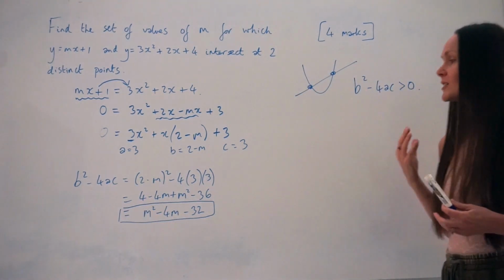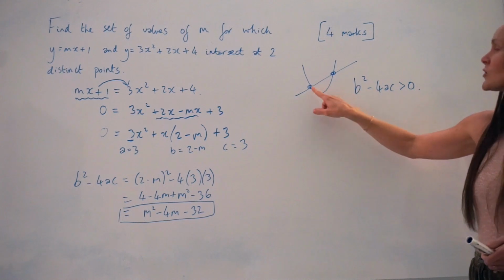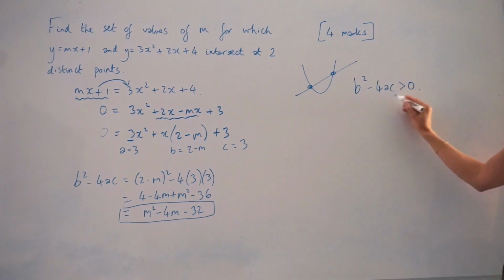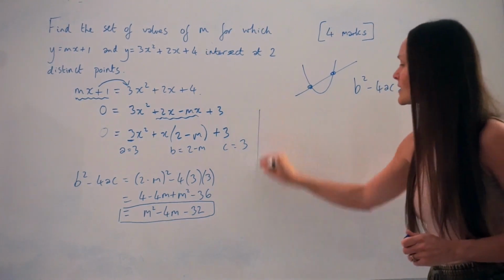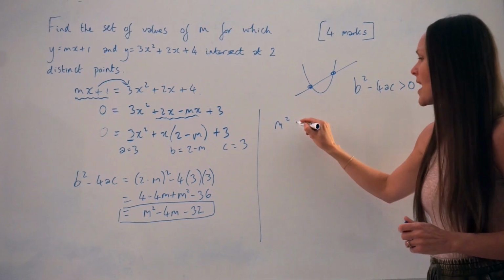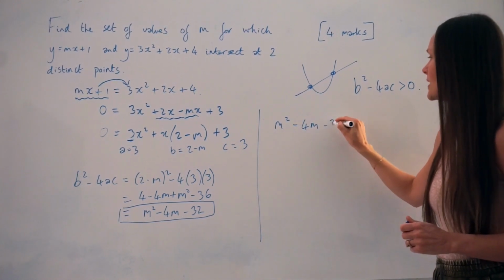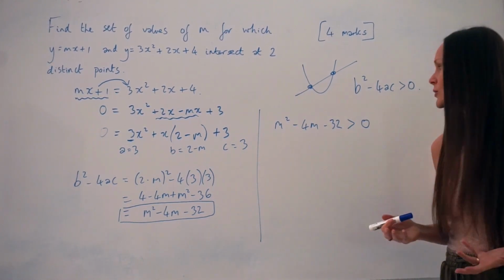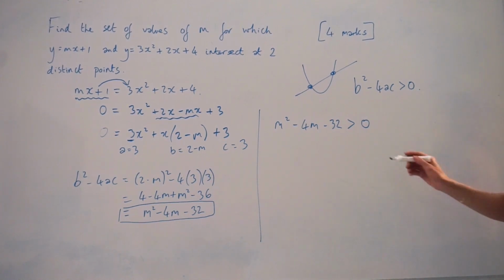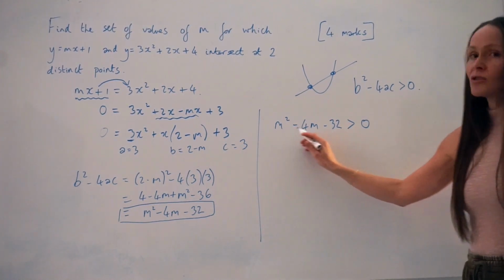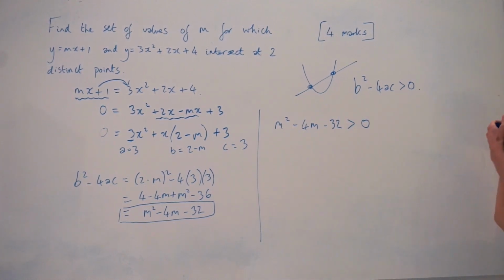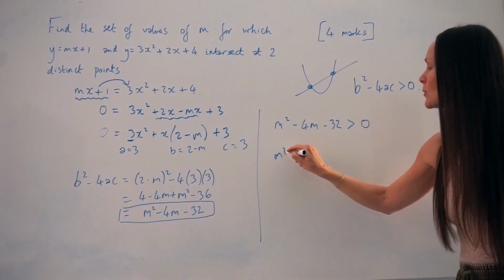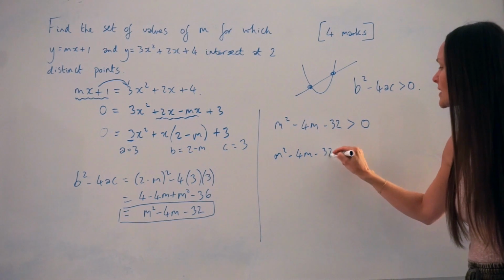Remember at the beginning, I said the discriminant has to be positive because the straight line and the curve intersect in 2 distinct points. Okay, so if it's positive, we need to put it greater than 0. So we're solving a quadratic inequality. m squared minus 4m minus 32 has to be greater than 0. So what I suggest you do when you're solving quadratic inequalities is consider this as a quadratic curve, okay? If you were going to work out where this quadratic intersects the x-axis, you would put it equal to 0 and you would solve this quadratic equation.